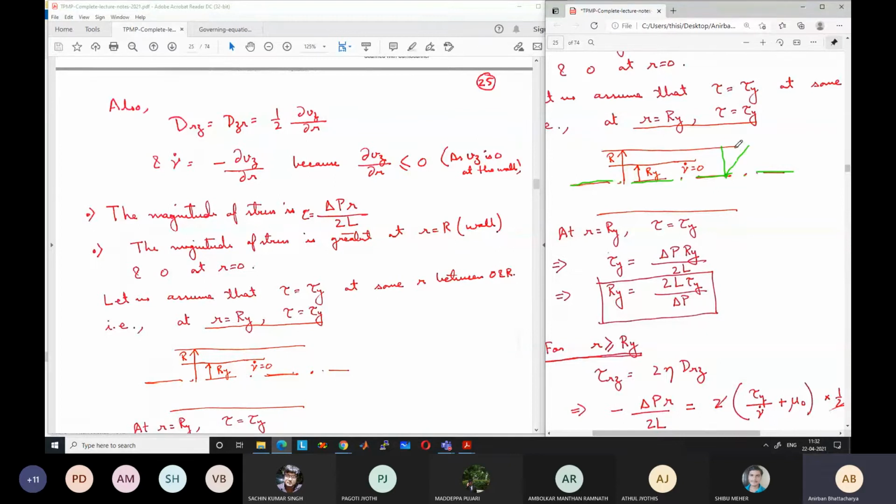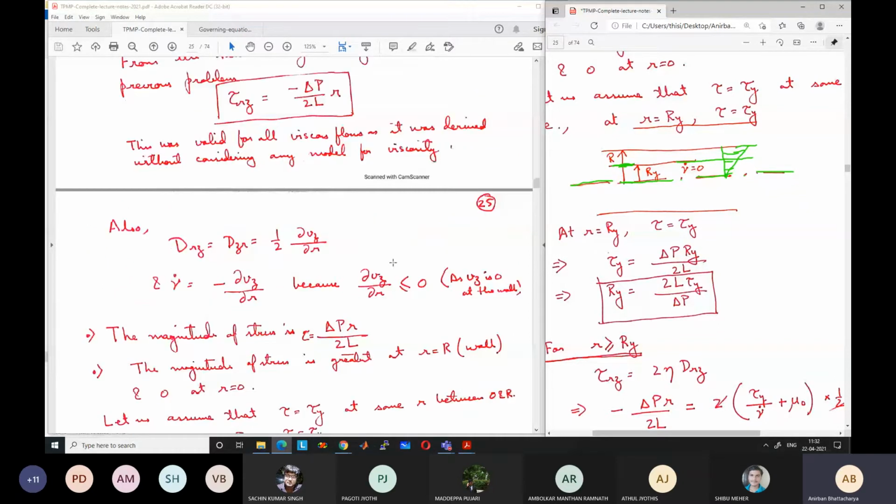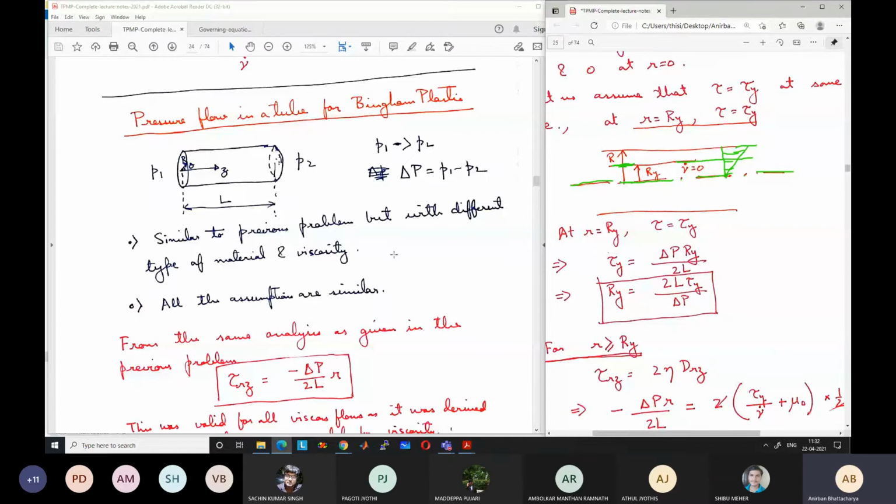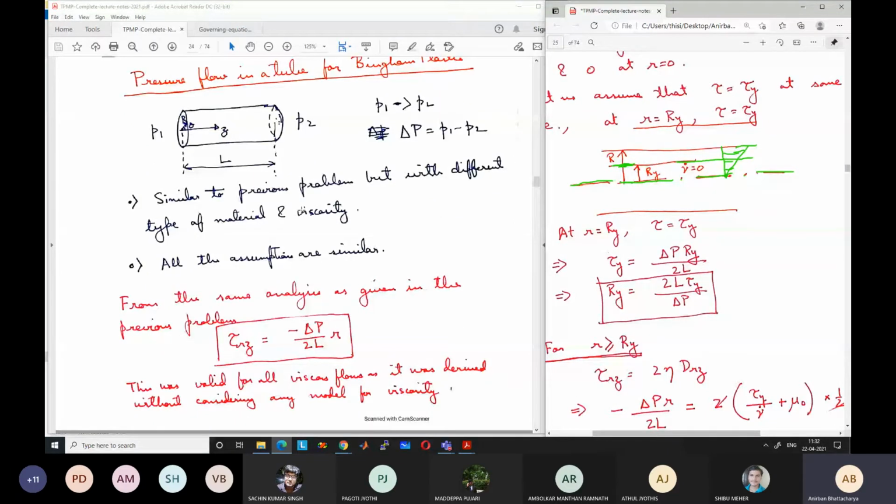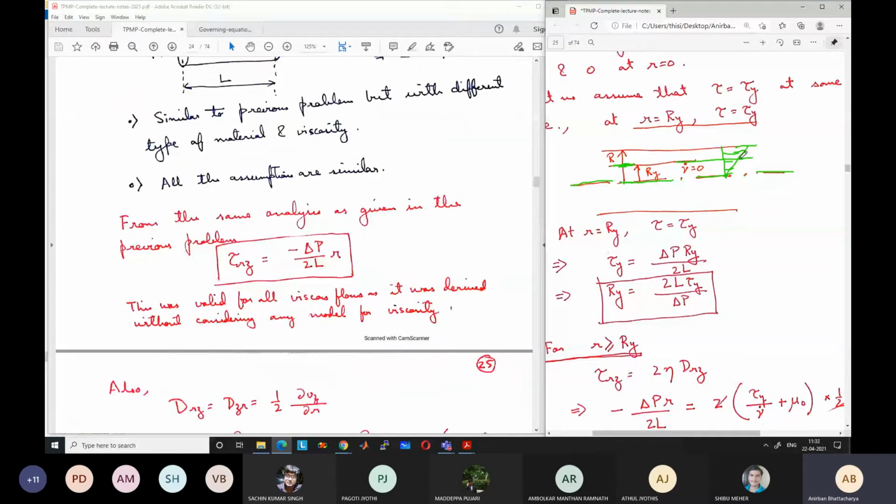So at some point, say at this point, at this height, the stress becomes equal to tau y. Okay, so at r is equal to capital Ry, tau becomes equal to tau y. So below this point, between r is equal to 0 and r is equal to Ry, tau is less than tau y. So because tau is less than tau y, there cannot be any flow, because the value is less than the critical shear stress. Beyond this point, tau will be greater than tau y, because tau is linearly increasing with r. So above this point there will be flow.